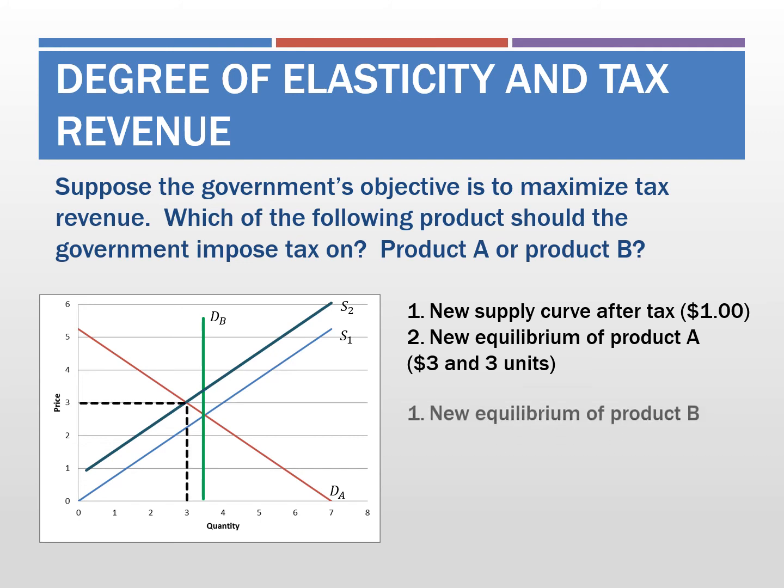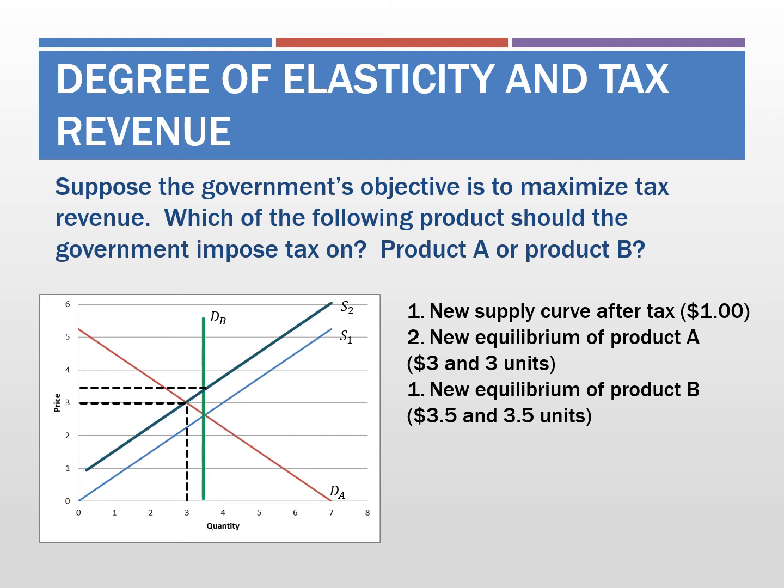If you're going to think about the equilibrium for product B, well, the new equilibrium will always be where the vertical line of demand intersects with the supply curve. And in this case, obviously, $3.50 and 3.5 units.